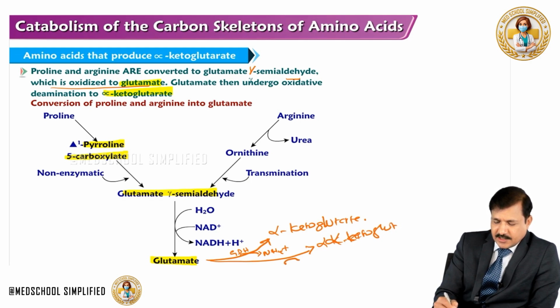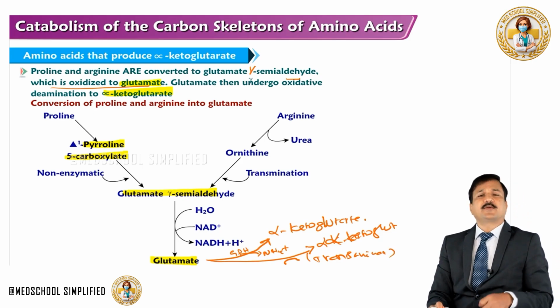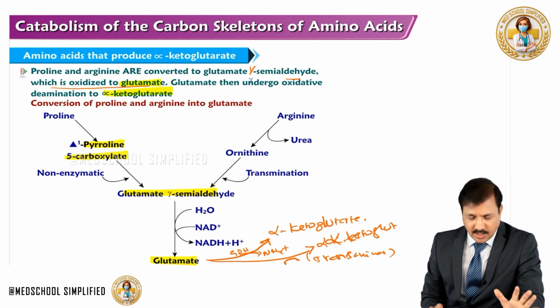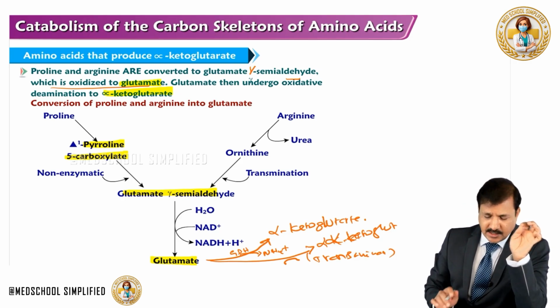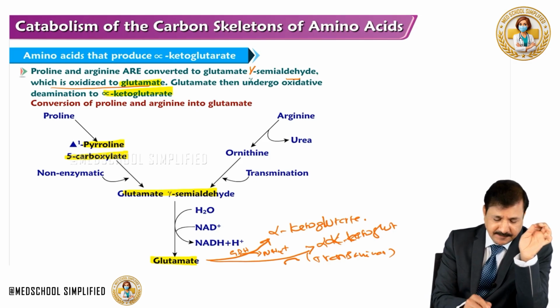So, transamination reaction. In a transamination reaction, glutamate can also become alpha-ketoglutarate. So overall, once you get glutamate, it will form alpha-ketoglutarate. Now what about the arginine side?